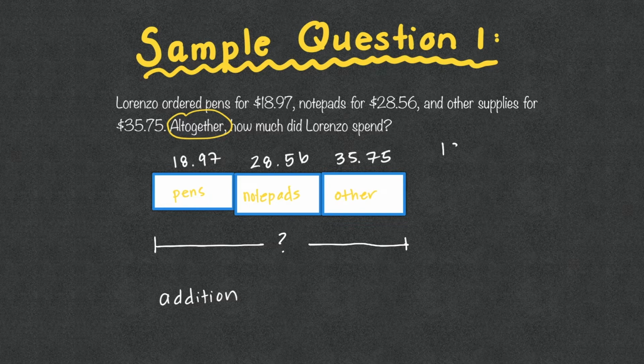So I'm going to put $18.97, line up my decimal, $28.56, $35.75, and I'm going to add these three together.